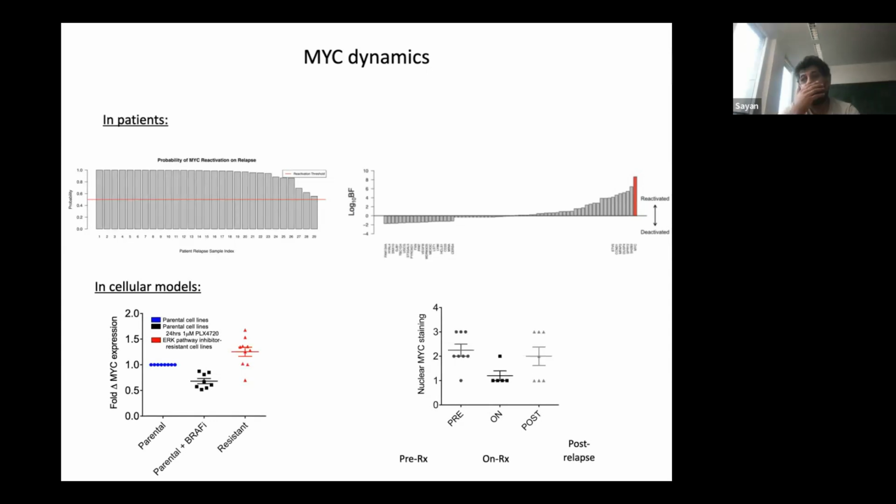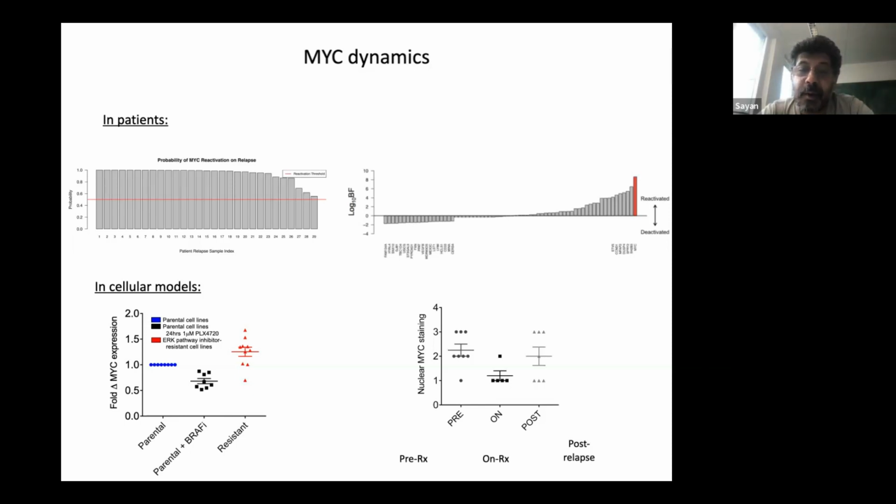And then, because my colleague Chris has a lab and does experiments, we looked at cell models. The original is on the left, and we're looking at fold change of MYC. And then in the middle is what happens when you hit it with this BRAF inhibitor, which is basically the analog of the drug. And then on the right, we're looking at what happens when it becomes resistant.